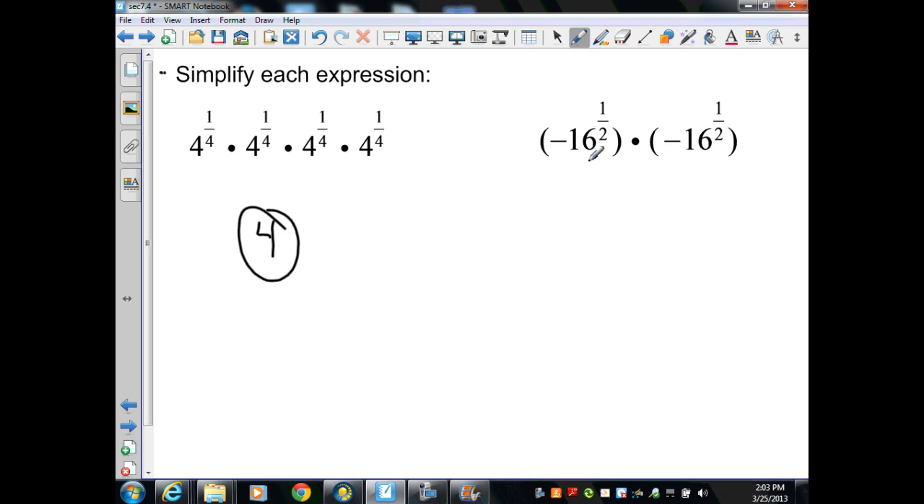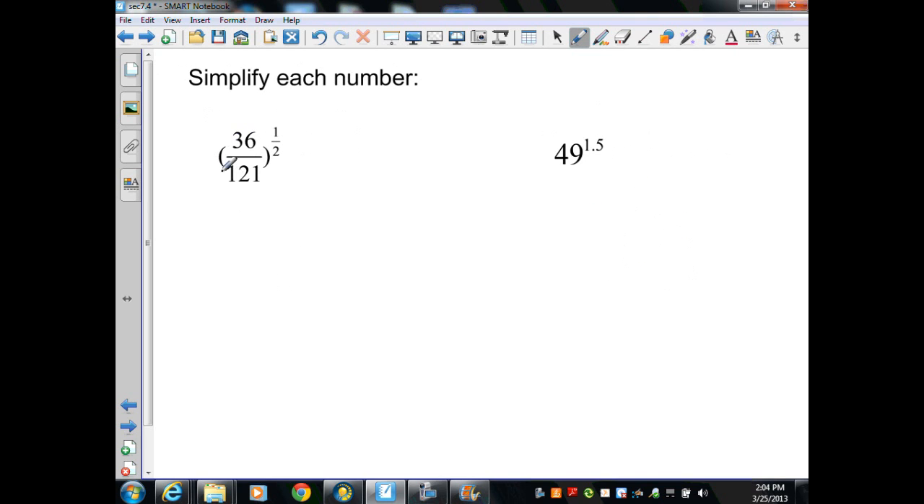Again, I want to multiply, and I have like bases. I'm going to rewrite my like base, which is negative 16, and add my exponents, which are going to be 1/2 plus 1/2, which is 1. Negative 16 to the first power, or just negative 16. Here I have 36 over 121. I want to take that to the 1/2 power, which is really the square root of 36 over 121.